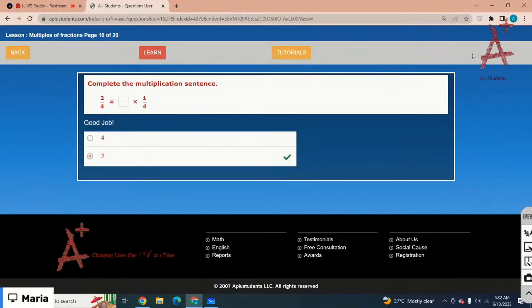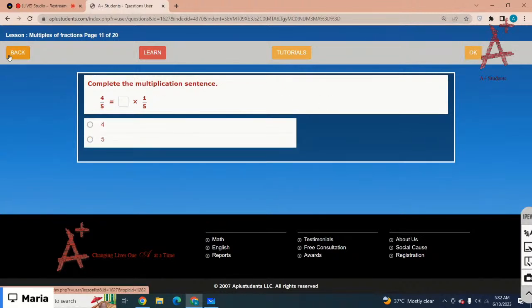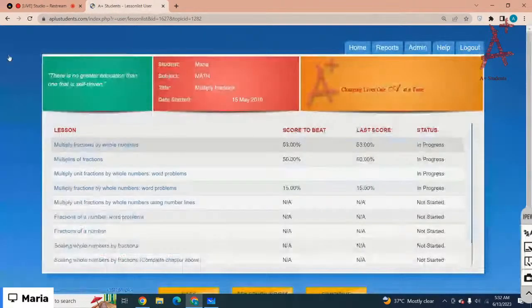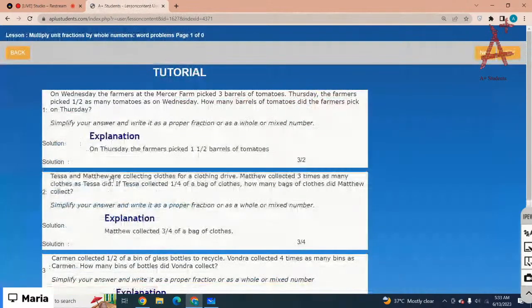Okay, you can complete the test by yourself later today. Let me just move on to the next lesson. The next lesson is multiply unit fractions by whole numbers word problems. So we are done with multiplying fractions by whole numbers. Now we're going to do the same thing with word problems. Got it? So let's start with the word problems.